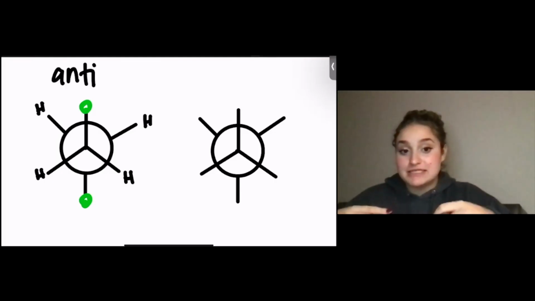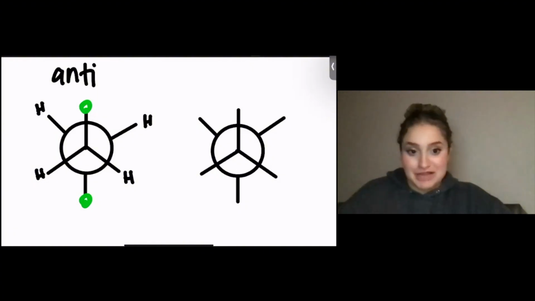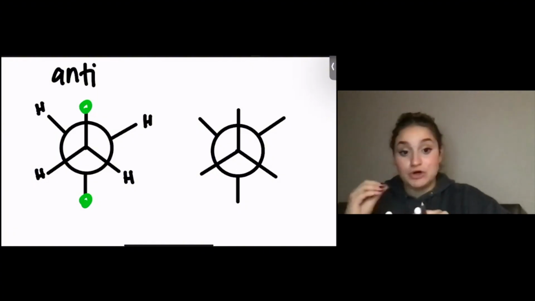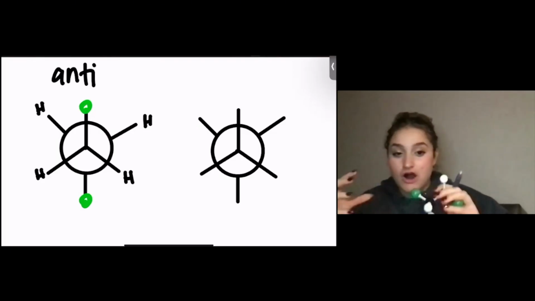So anti means opposite, peri means around, and planar means the plane. So they are on opposite sides of the plane. This is our most stable conformation that you will ever see in Newman projections. Your 2 largest groups are as far away as possible.